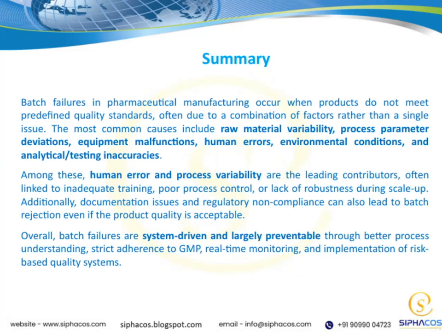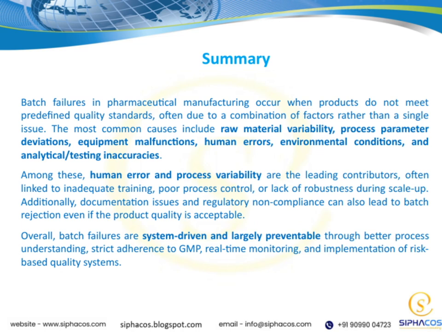Let's take a moment to summarize what we've discussed about batch failures in pharmaceutical manufacturing. Essentially, these failures happen when a product doesn't meet the pre-established quality standards. But what's important to understand is that they're usually caused by a combination of factors, not just a single issue. The most common causes include variability in raw materials, deviations in process parameters, equipment malfunctions, human errors, environmental conditions, and inaccuracies in testing or analysis.